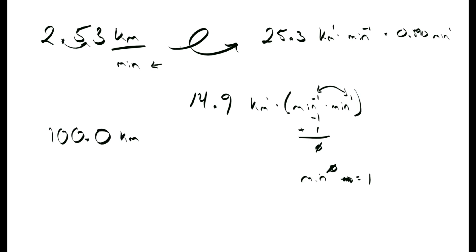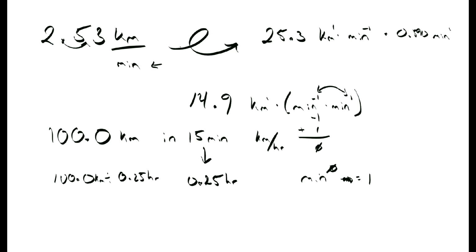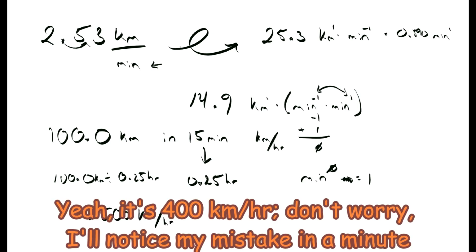Similarly, if somebody drives 100.0 kilometers in 15 minutes, what's his speed in kilometers per hour? Well, let's go ahead and convert this. That's 0.25 hours. And then it's just a matter of 100.0 kilometers divided by 0.25 hours. And that is 2,500 kilometers per hour. That's a lot.